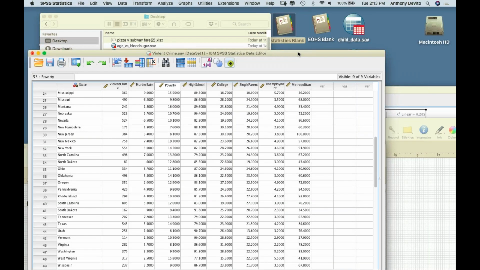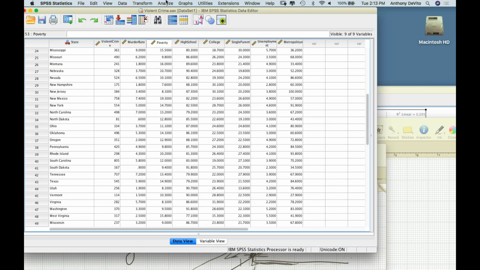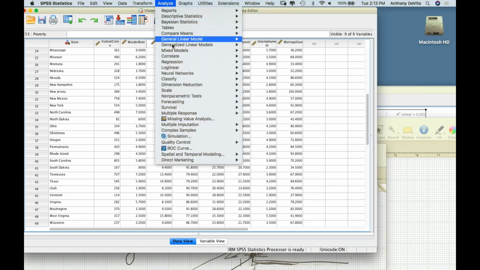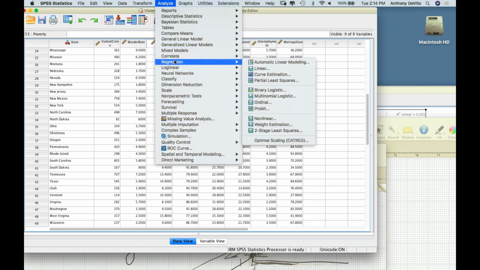I'm going to use the same data that we just used here. I'm going to say analyze. I'm going to go down to correlate, to regression. I'm going to go into linear regression. Why linear regression? Because we believe this relationship to be linear.